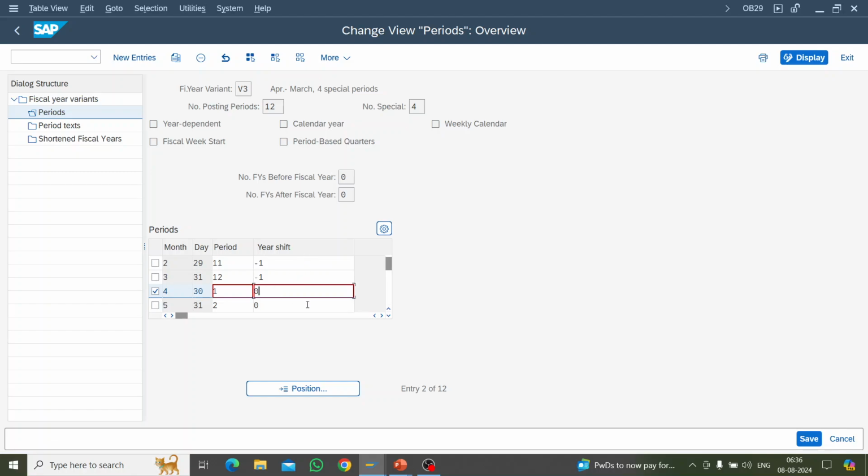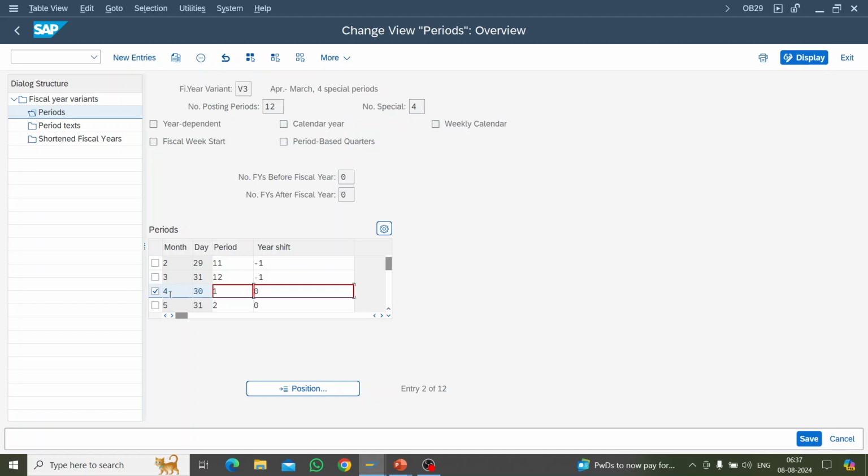0 means it is denoting the current year. 0 means current year. Minus 1 means next year. Plus 1 means previous year. This is how the system actually reads. So that is the beauty of the year shift.